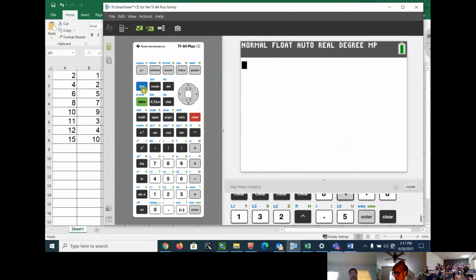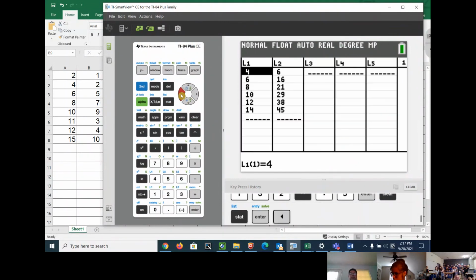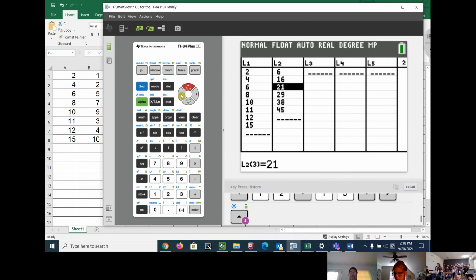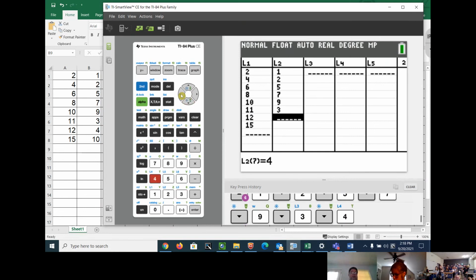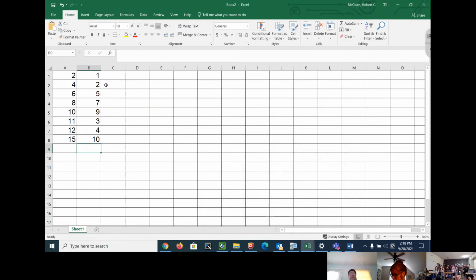All right. So stat, edit, and there's my numbers: 2, 4, 6, 8, 10, 11, 12, 15. And 1, 2, 5, 7, 9, 3, 4, and 10. So I've got them in both. And the homework or the test is going to want you to draw a scatter plot.